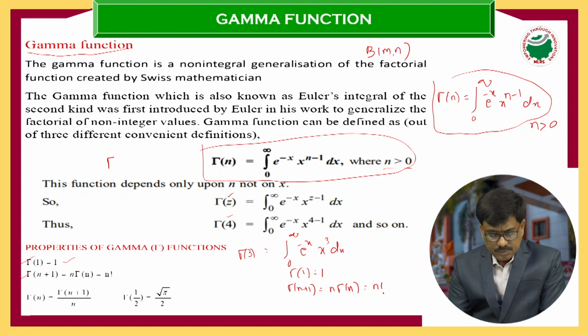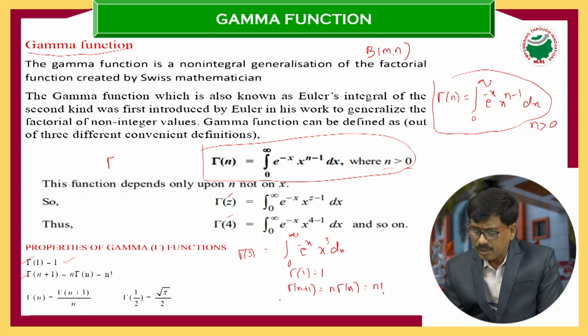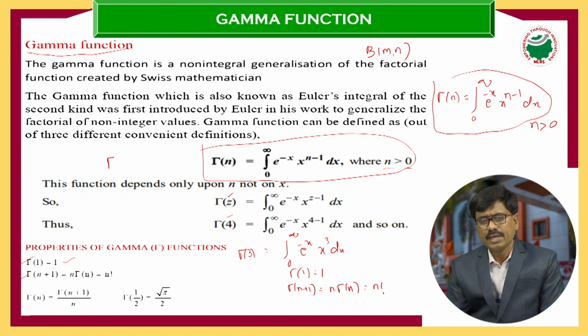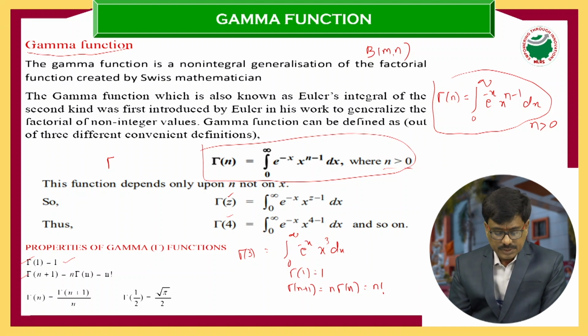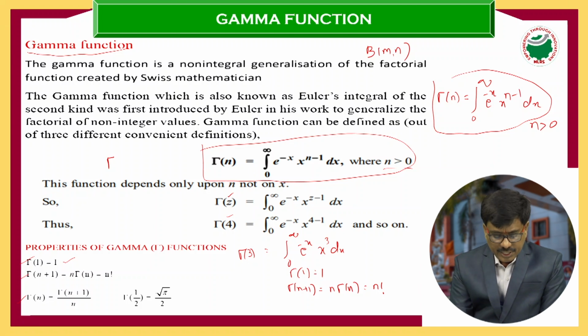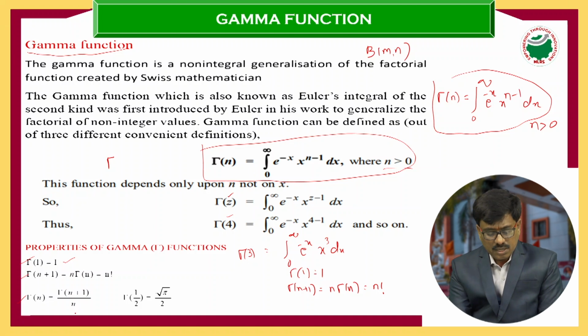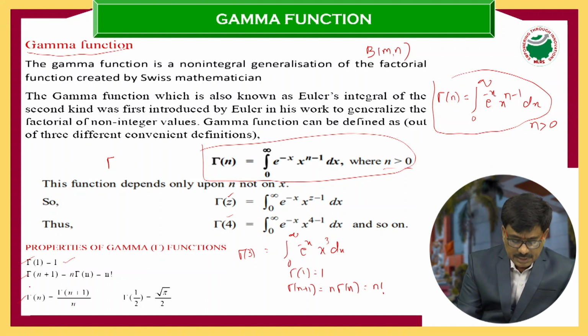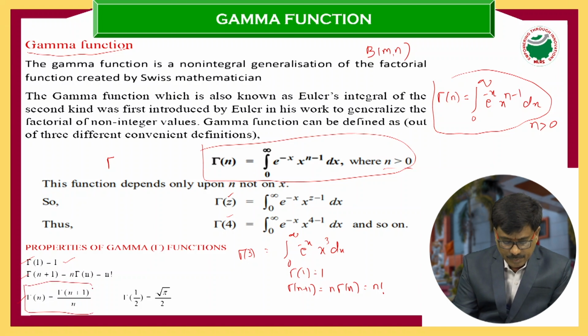This is the third property, and I can rewrite one more property about the gamma function. Gamma of n can be written as n minus 1 into gamma of n minus 1. Suppose you want to calculate gamma of n minus 1 further, you can substitute n replaced by n minus 1, and we will get terms like these. And the third condition, what is it? Gamma of n equals gamma of n plus 1 divided by n.